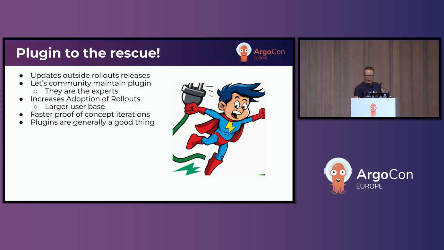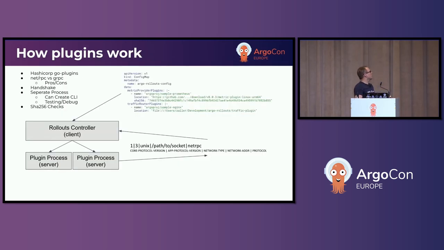So those are kind of the benefits of abstracting out plugins and traffic routers as plugins, et cetera. I'll go into a little bit of how, as an Argo Rollouts administrator, you're able to configure plugins. We basically added a new config map to Argo Rollouts, which you can see up there on the top right. We support metric providers as a plugin and traffic routers as a plugin. The Argo Rollouts controller supports downloading from either an HTTPS source or loading a file.